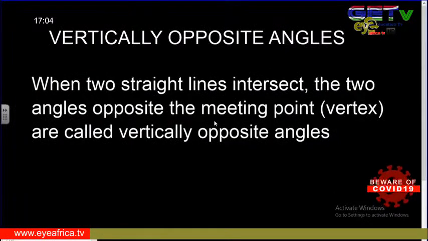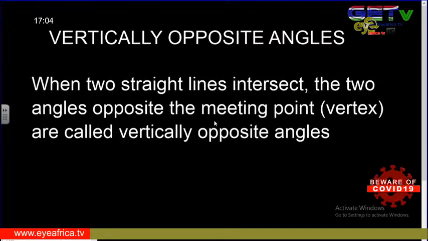And then we have what we call the vertically opposite angles. When two straight lines intersect, that means when two straight lines meet each other or they cross each other, the two angles opposite the meeting point. And remember, the point where two lines meet is called the vertex, all right? So the angles opposite the vertex are called vertically opposite angles, all right?